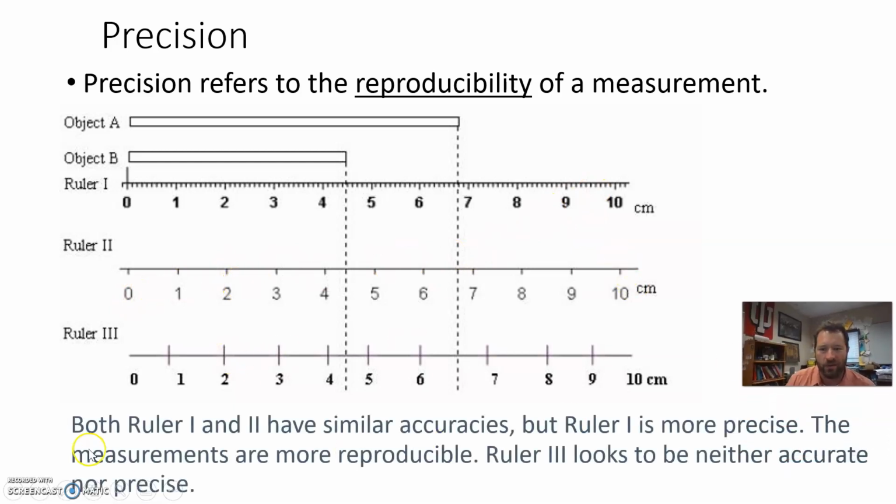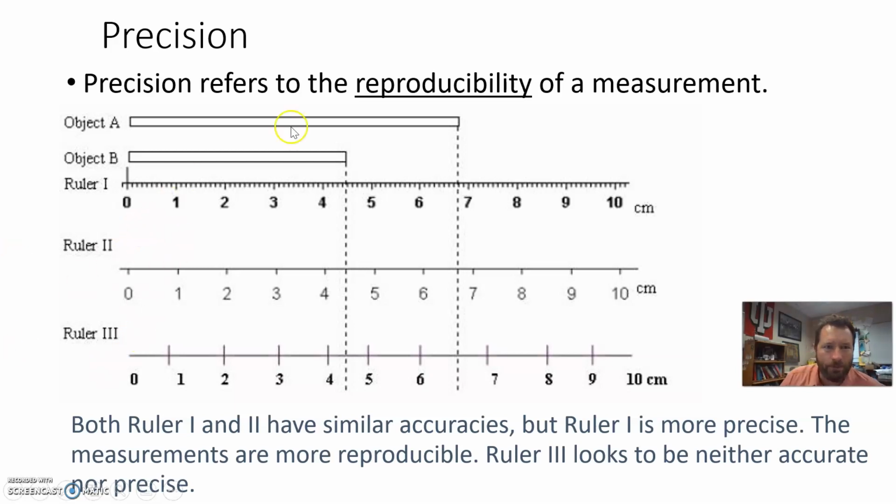Ruler 3 down here, this one here is just kind of a mess. You can see the lines are all over the place. They're not equally spaced. 1 has obviously missed the point. 2 is almost on. 3 is almost on. 4, I don't know, it's okay. 5 is way early, 6 is early, 7 is way late. So ruler 3, it's not accurate, it's not precise. That one's just an absolute mess.